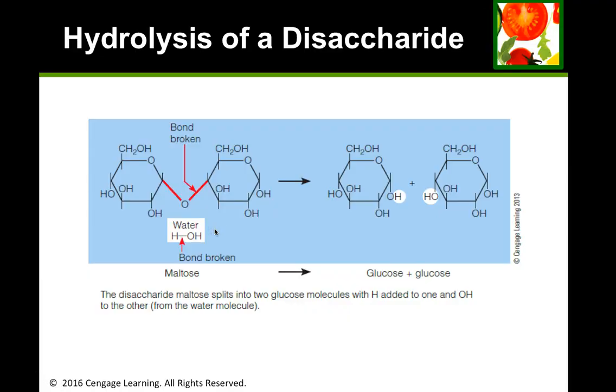So this diagram depicts hydrolysis of a disaccharide. Here we have a maltose molecule, which consists of two glucose units. In this case, the bond here is broken with the addition of water. An H is added to one molecule and an OH is added to another molecule.